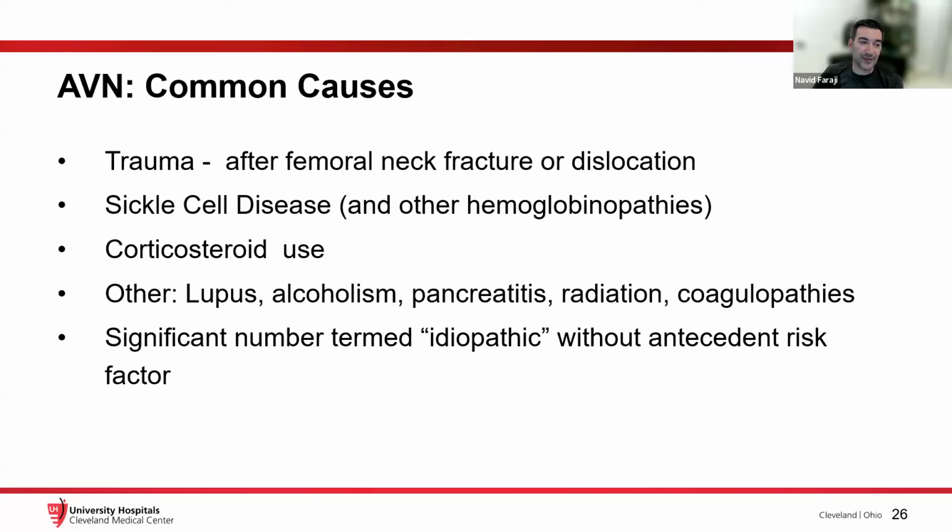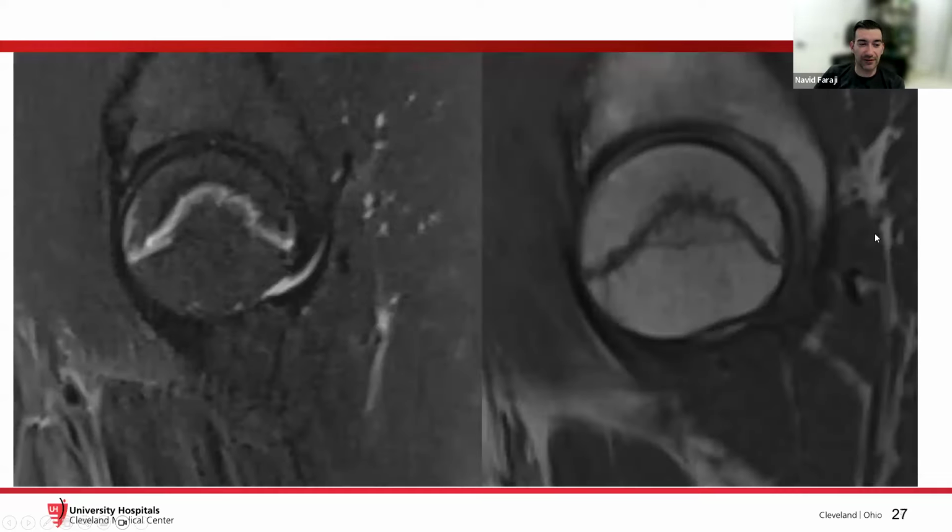So we saw a case of AVN. Just real quick, let's run through some common causes: hemoglobinopathies, chronic corticosteroid use, trauma, especially in the setting of femoral neck fractures, lupus, alcoholism, pancreatitis. I don't know if they test you guys on these, but they definitely test on the radiology boards various causes of AVN.